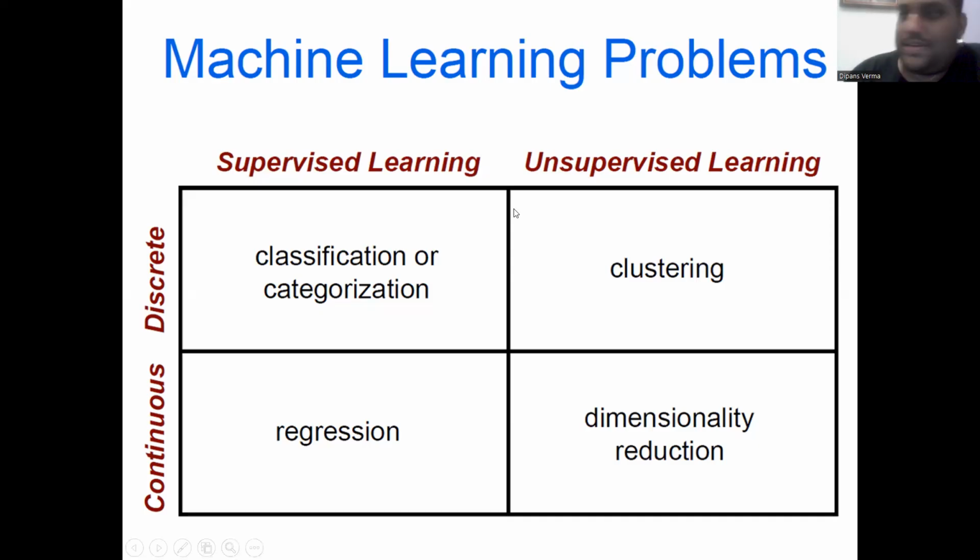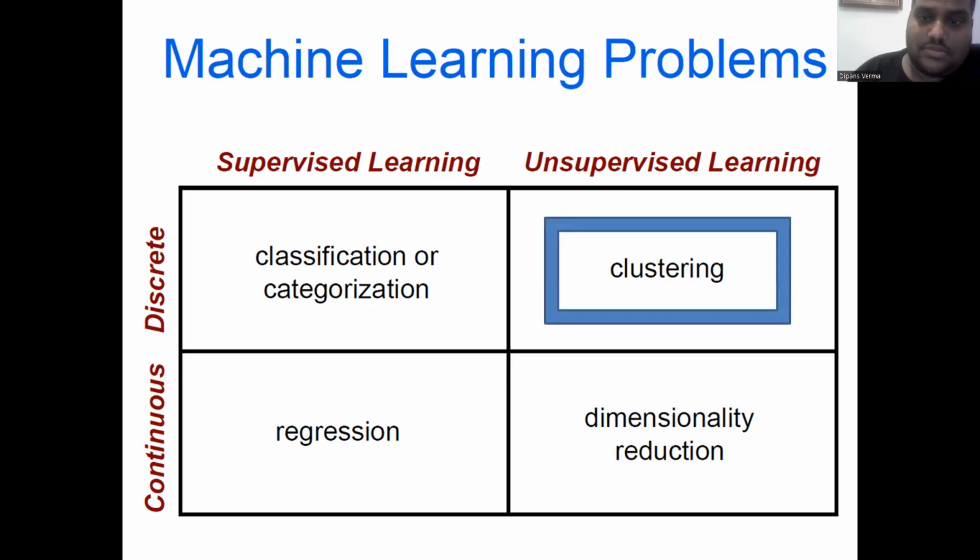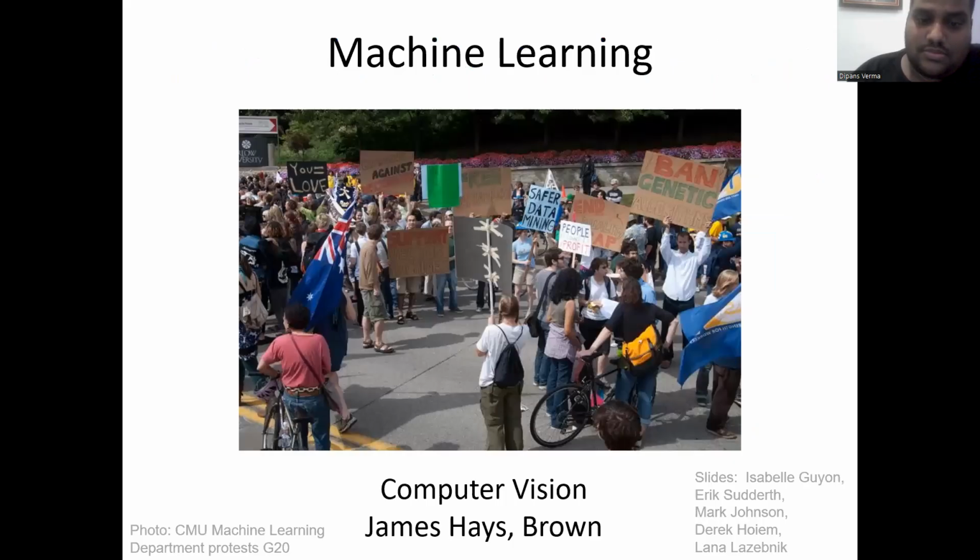So we have supervised and unsupervised learning. Supervised learning is classification and regression. Unsupervised learning is clustering, because we need to group it, because we have not labeled data. Dimensionality reduction is unsupervised learning. Regression or classification or categorization. Computer vision is one example you can say.